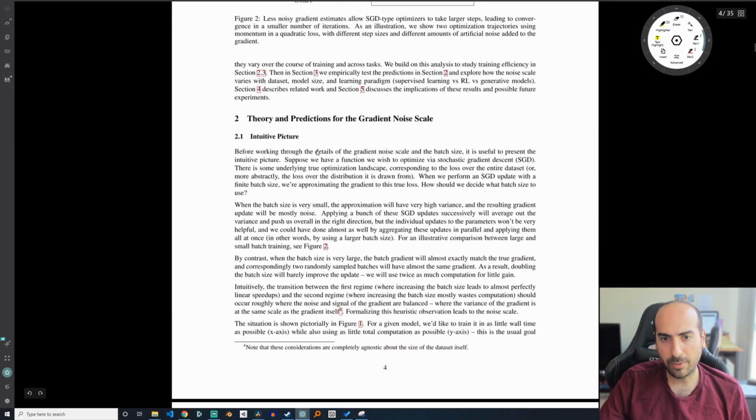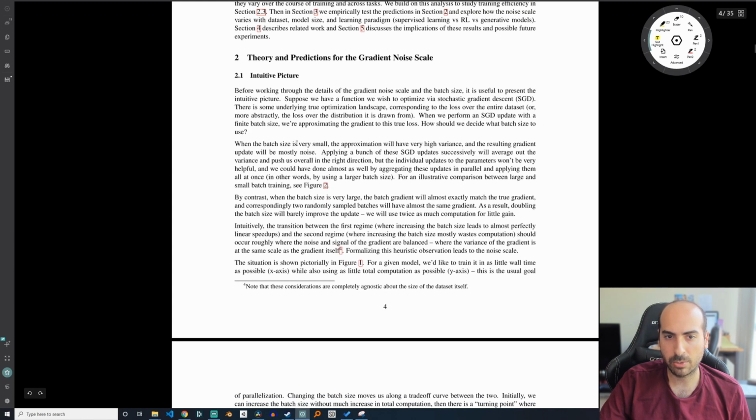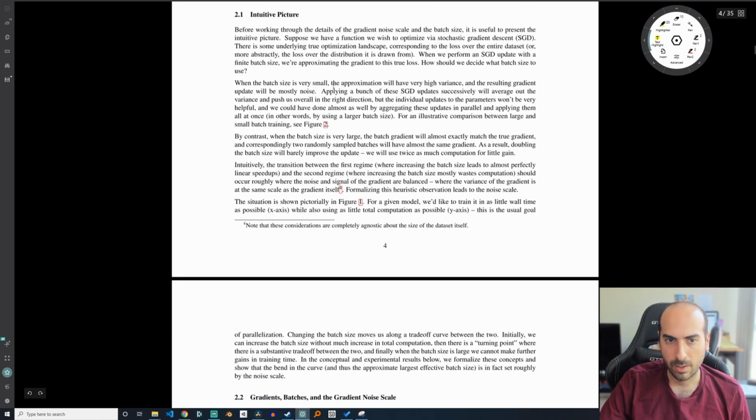All right. So before working through the details, it's useful to present the intuitive picture. Suppose we have a function we wish to optimize via stochastic gradient descent. There's one underlying true loss. So when we perform an SGD update with a finite batch size, we're approximating the gradient of this true loss. So how should we decide what batch size to use? When the batch size is small, the approximation will have high variance, and the resulting gradient update will be mostly noise. We'll average out the variance and push us overall in the right direction, but the individual updates of the parameters won't be very helpful. Applying them all at once using larger batch sizes.